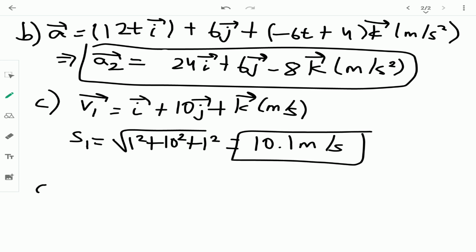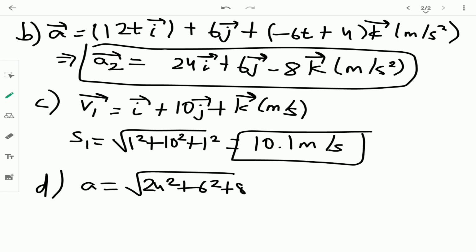And part D is again very similar. They're asking us for the magnitude of the acceleration at 2 seconds. So again, all you have to do is find the magnitude of the acceleration vector, which is equal to the square root of 24 squared plus 6 squared plus 8 squared. The negative you ignore because you're squaring it, everything becomes positive, and you should get exactly 26 meters per second squared.